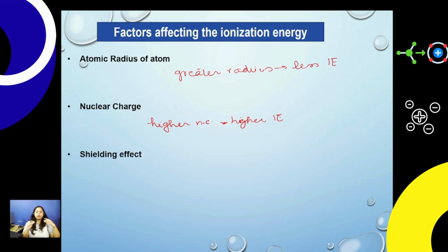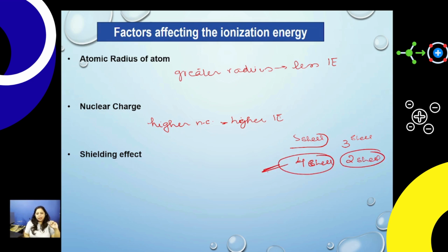Third one is the shielding effect. Now, if we have, for example, 3 shells and 5 shells, which would have more shielding effect? Definitely the 5 shell one, because it has inner 4 shells. The other has 2 inner shells. This would have more shielding effect. Shielding effect means the attraction between the outer electron and the nucleus becomes less. As the number of rows or number of benches increases, the attraction becomes weak.